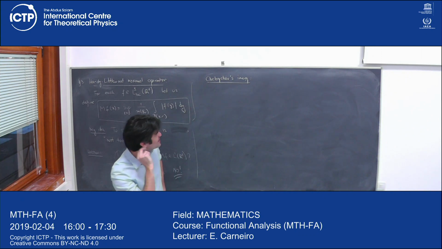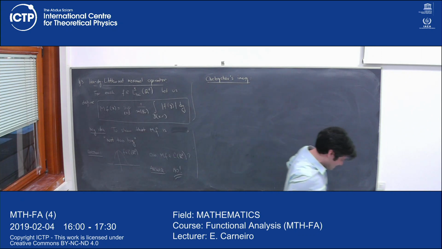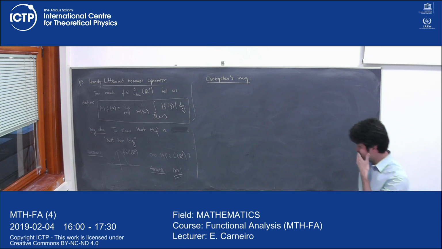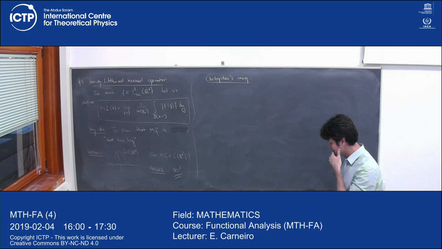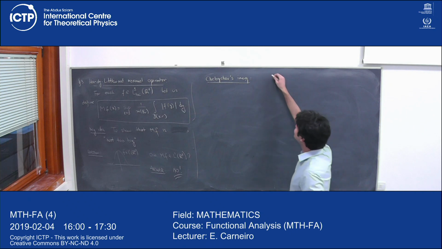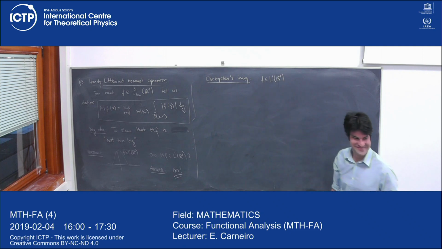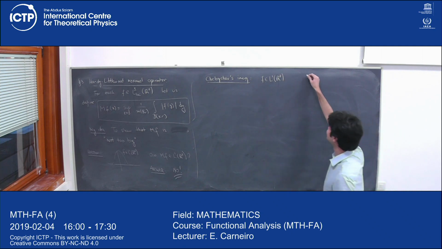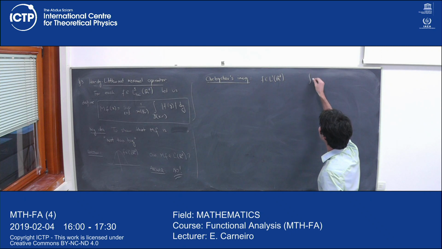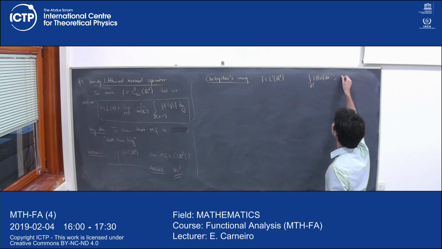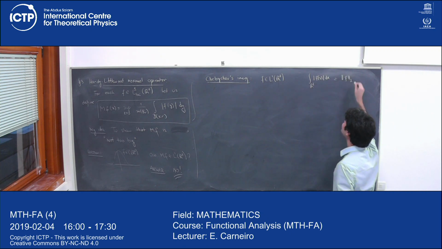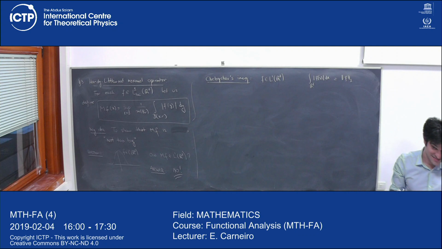If you have a function which is in L1 of Rd, this means that you define the L1 norm to be the integral of absolute value of f of x, dx over the whole Rd, and this is equal to the L1 norm. This is what we define, okay?